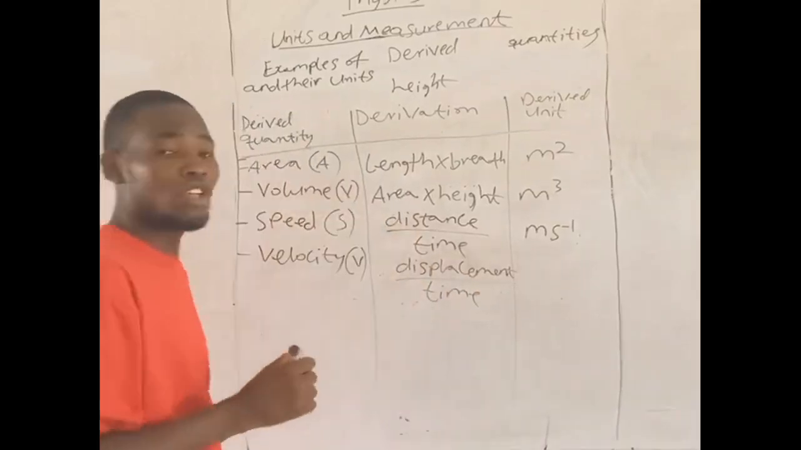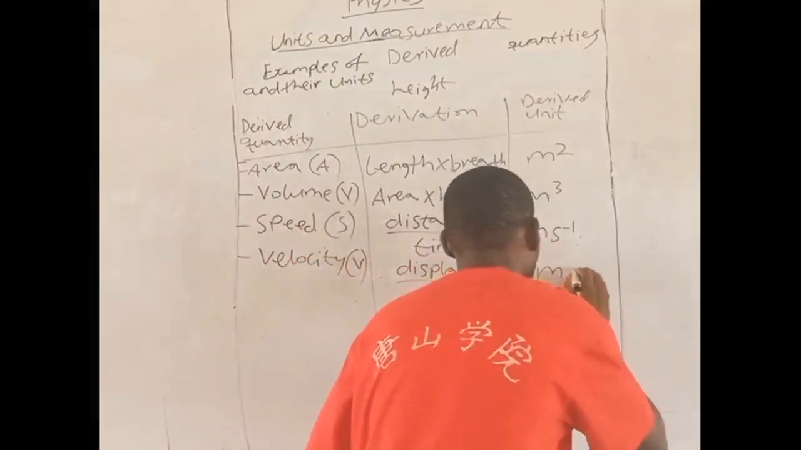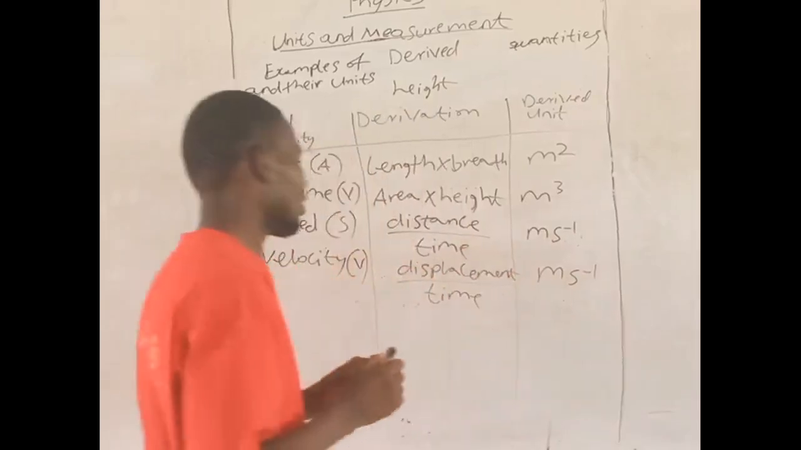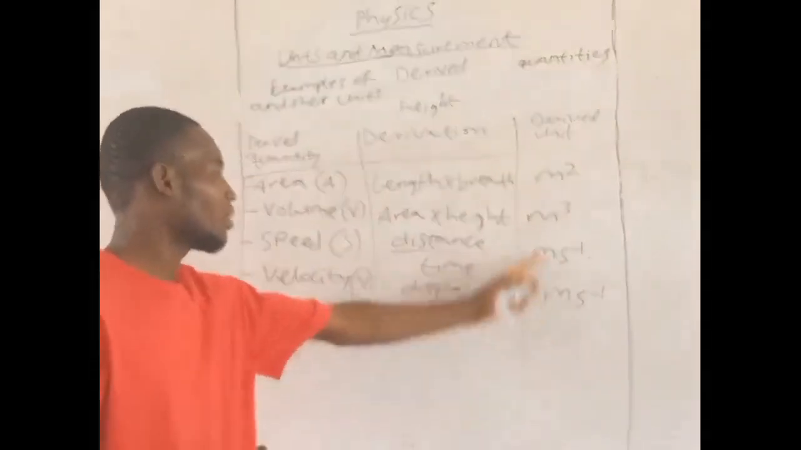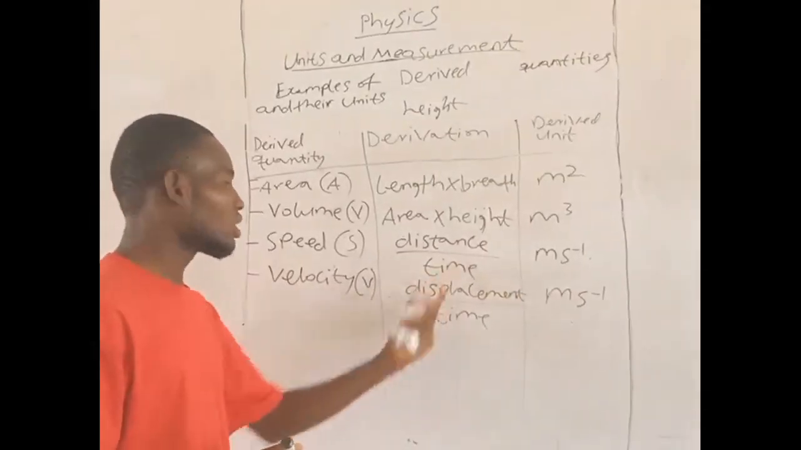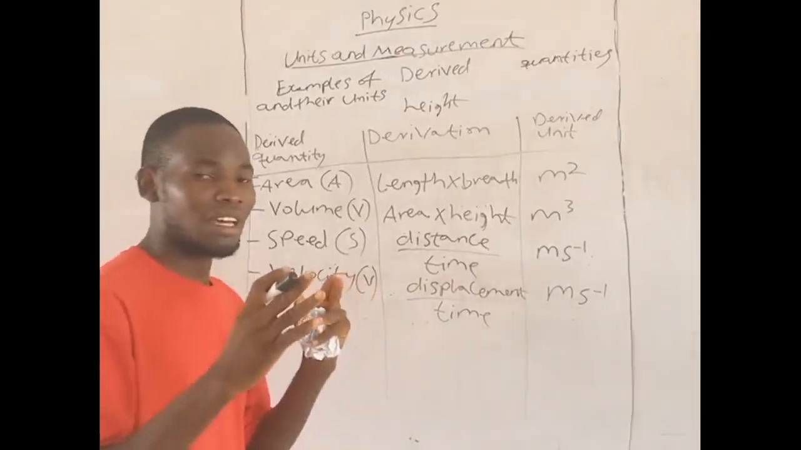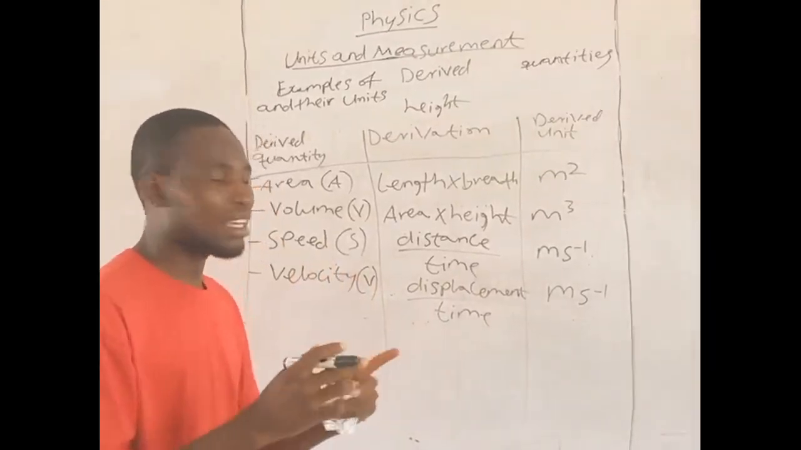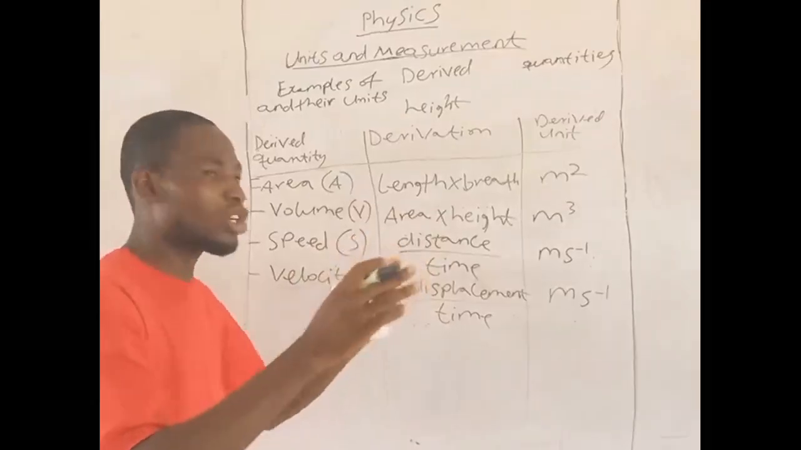And the unit of velocity is meter per second. Now, if you look at velocity and speed, they are almost the same. They have the same unit and almost the same formula. But the difference between them is that velocity is a vector quantity. Why? It has a direction. Speed does not have direction. Speed is just distance moved with time.